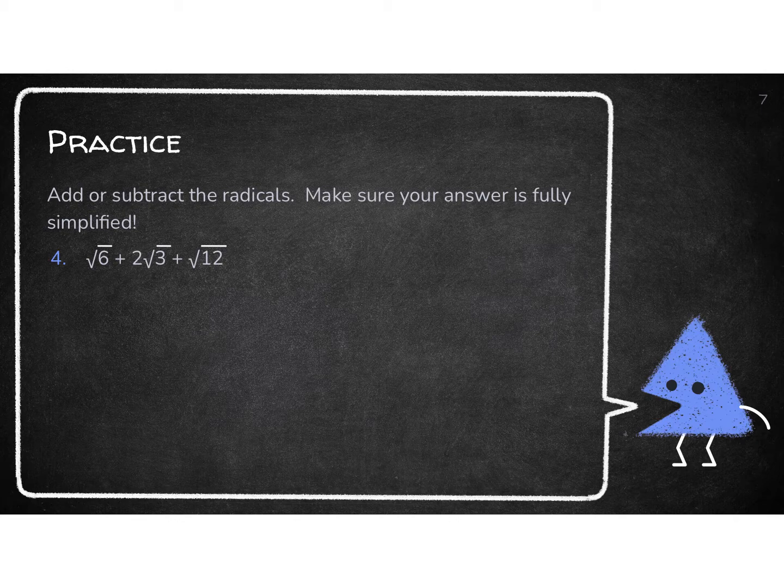All right, let's look at number 4 here. Number 4 says the square root of 6 plus 2 square root of 3 plus square root of 12. So we're going to simplify anything we can. Well, square root of 6 I cannot simplify. Square root of 3 I cannot simplify. I know that square root of 12 I can simplify, though. So let's go ahead and do that.